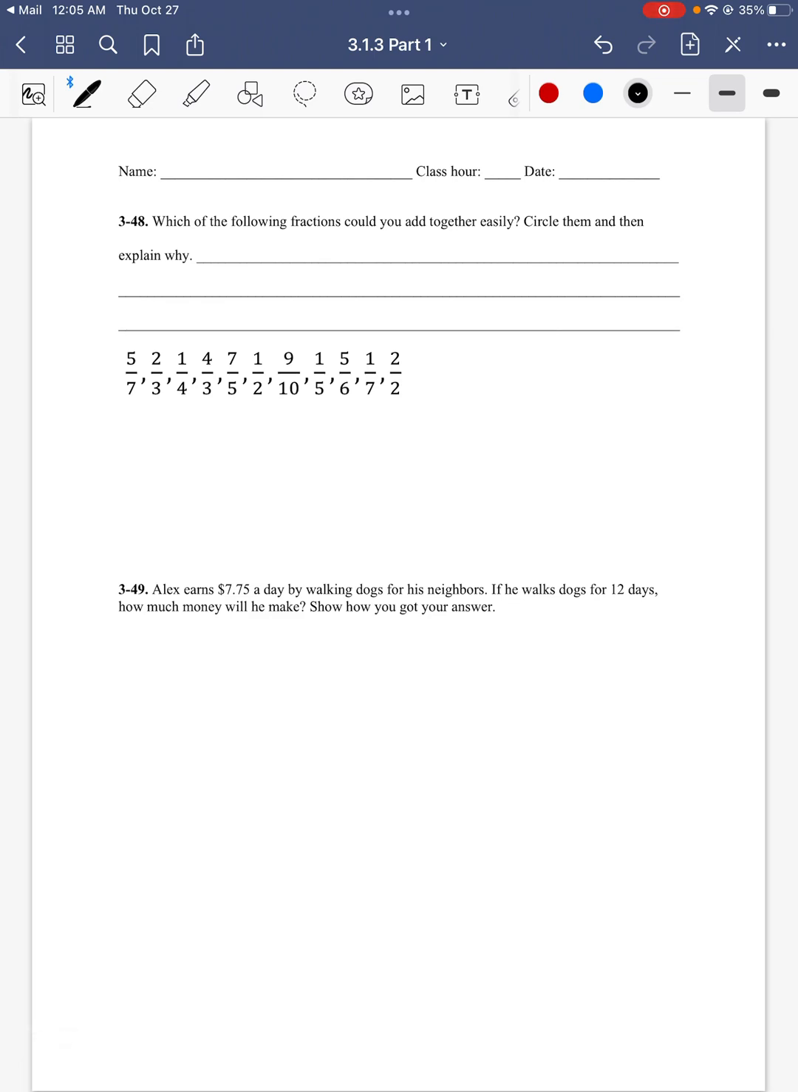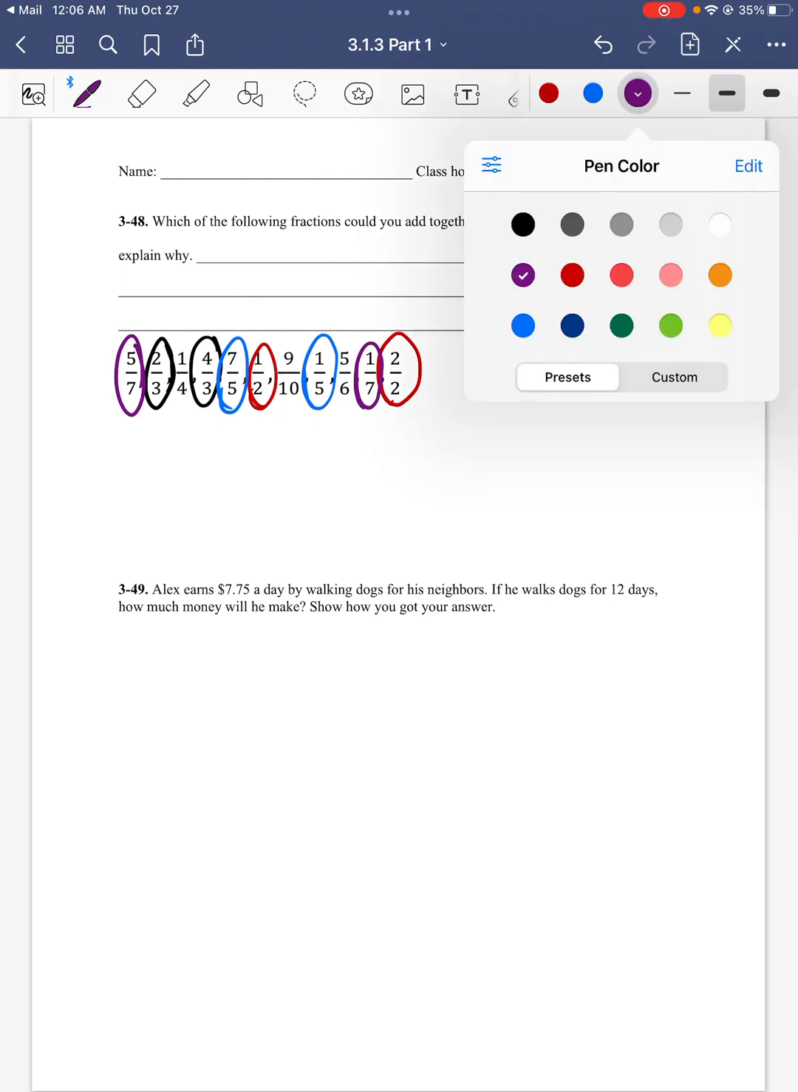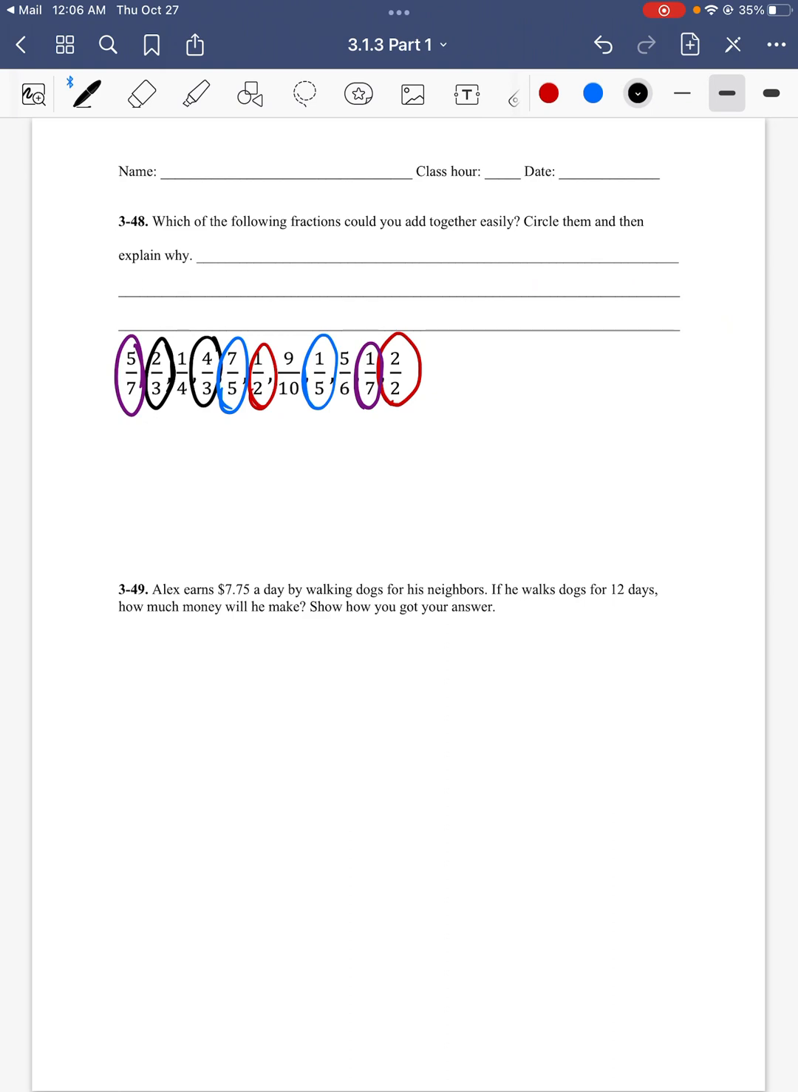On the back side, problem 48, which of the following fractions could you add together easily? Circle them and then explain why. Okay, so I'm going to go through, and what I notice is some of them have common denominators. Those are the ones I'm going to circle. So I have the 3s, I have these 2s here. I have a couple 5s that I could add together. And I see 7ths. I cannot add the 4ths, the 10ths, or the 6s easily.